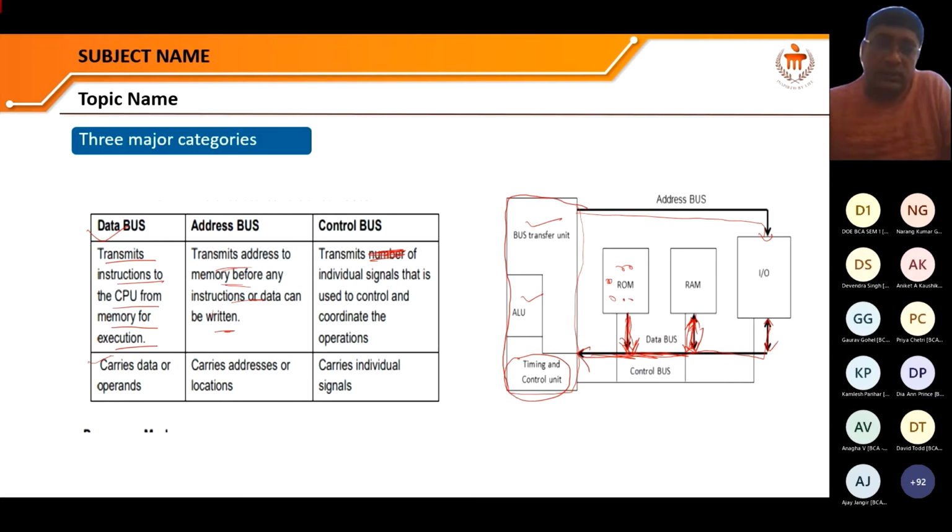And the next one is the control buses. We have already understood that read and write operations, carrying individual signals, coordination and control are the things done by the control buses. So I think it is now clear what the role of the data buses, the address buses, and the control buses is. In one line: the data buses transmit the data, the address buses identify the information, and the control buses control the operation.